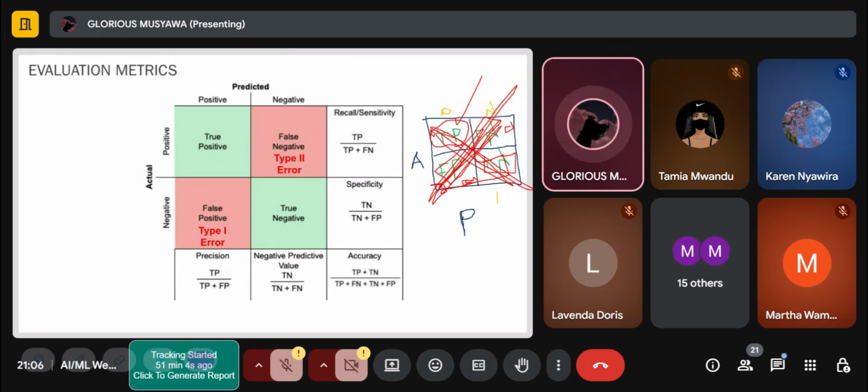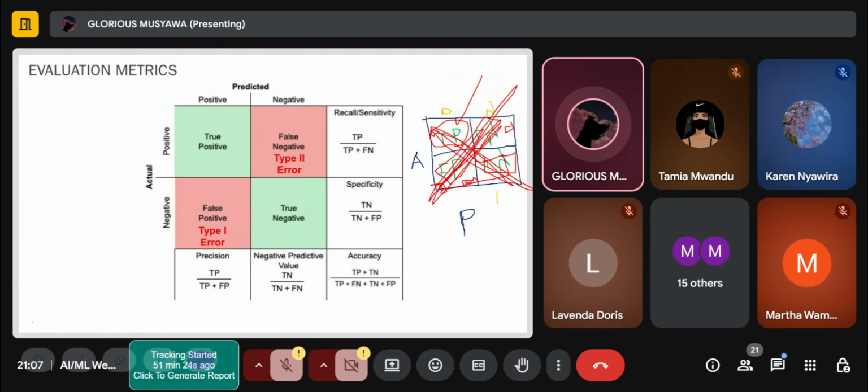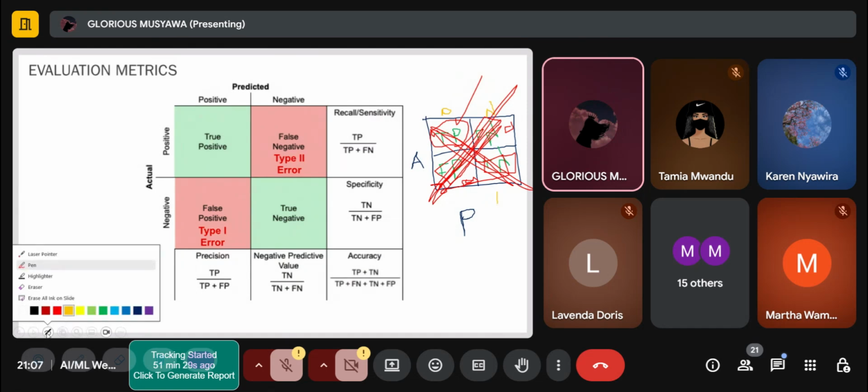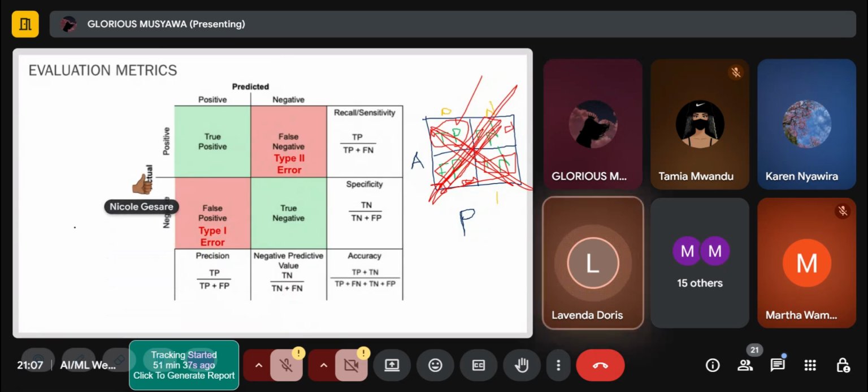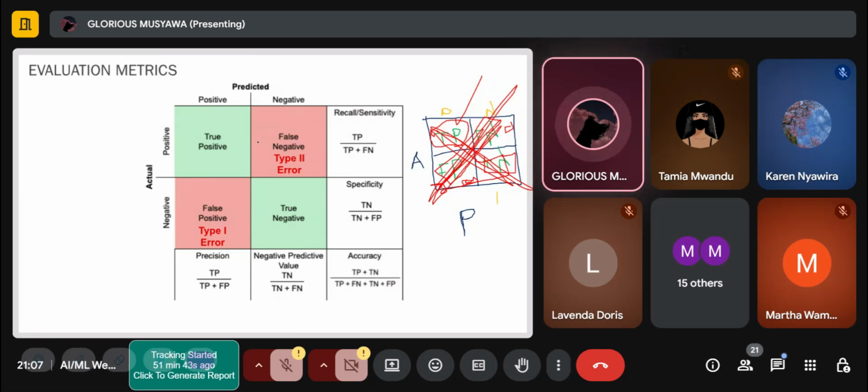So any question on the confusion matrix? Hey, I have now understood why it's called confusion matrix. It's even confusing to explain. So any question on the confusion matrix? Are we together on that? Hello, guys. Are we together? Yes. Okay.